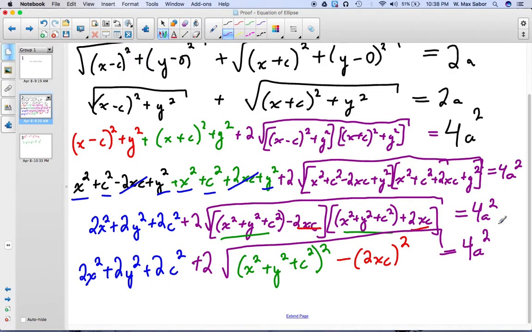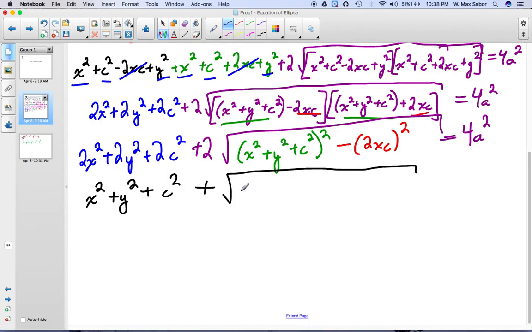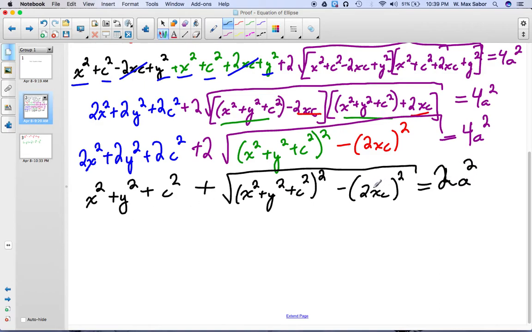Okay, everything in this problem right now is divisible by 2, so let's divide everything by 2. So we get x squared plus y squared plus c squared plus this big square root, (x squared plus y squared plus c squared) squared minus 2xc squared, equals, that's going to be 2a squared because we're dividing the whole thing by 2.